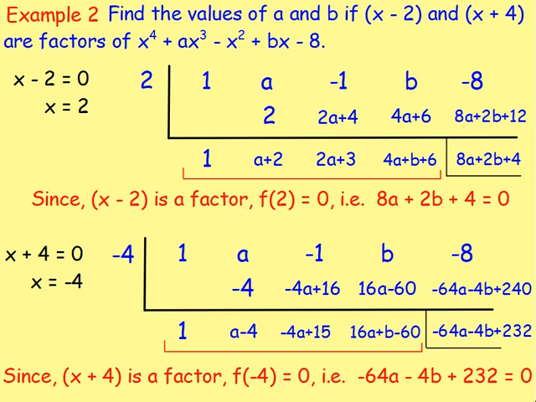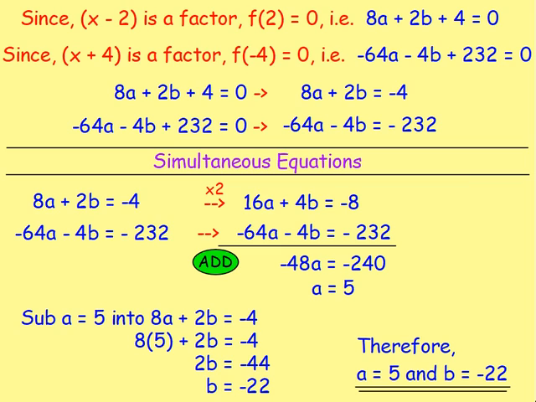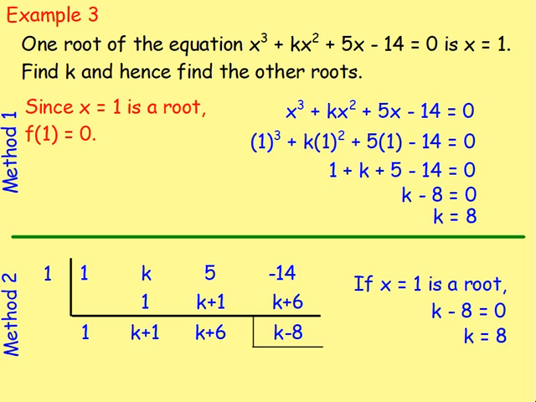And because of that, we could then use simultaneous equations. Woohoo! From that, we can solve the simultaneous equations to get the values of a and b, which is what we were asked to find. After that, this example here is just another one saying that one root of this polynomial is x equals 1. Find k, and hence find the other roots.